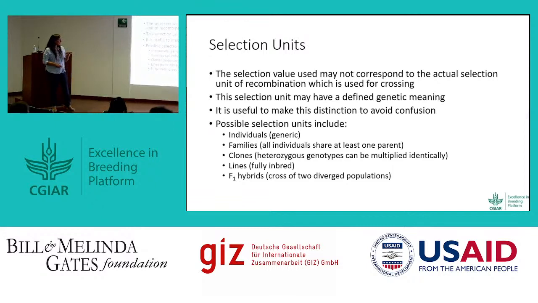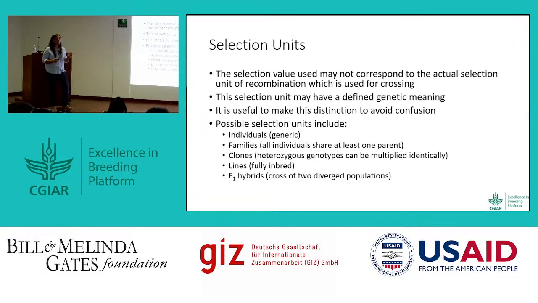Clones are heterozygous genotypes, and we specify that they can be multiplied identically. Lines are fully inbred. And an F1 hybrid is typically a cross of two different populations. So each of these words has specialized genetic meanings, and it's good to use them.